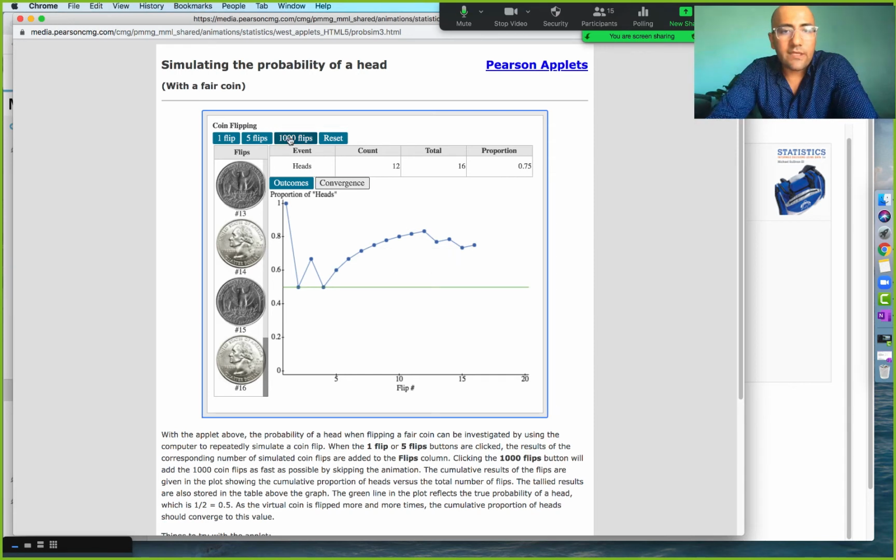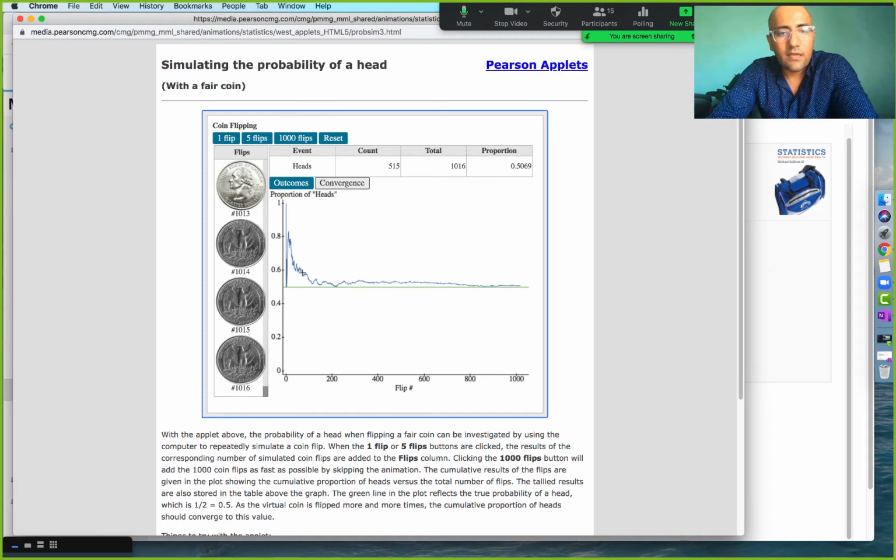Okay, so I'm going to hit this and it's going to automatically jump to 1,016 flips. Like that, right? This whole thing is really a bunch of individual little dots that are connected that show you what's happening with this ratio. After 1,016 times that I flipped a coin, 515 turned out to be heads, and the rest tails. If I divide 515 by 1,016, it turns out to be 0.5069. Good? Pretty close to 50%.